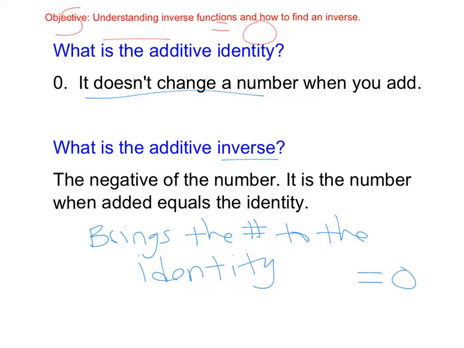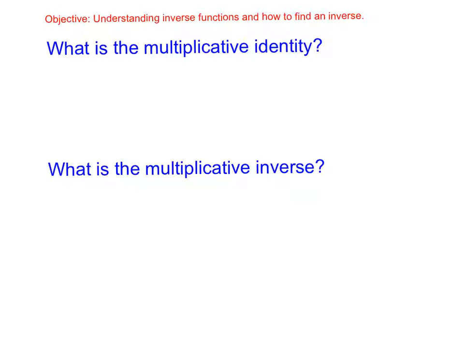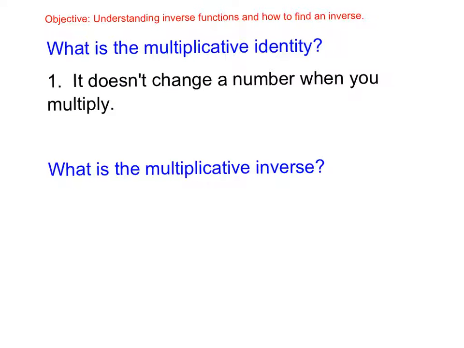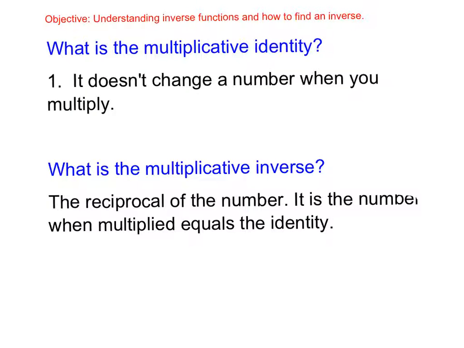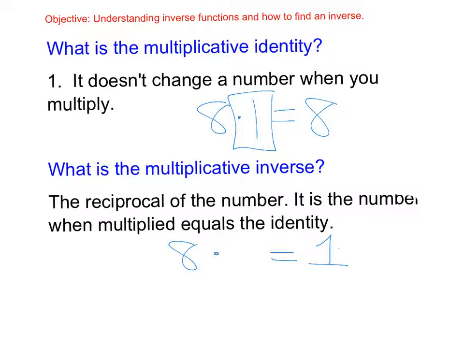Now thinking the same idea, but with multiplication. What, when you multiply, does not change the number? Well, that's your 1. So what would be the inverse? If you have the number 8, what will bring you to 1? That is the reciprocal. 8 times 1 equals 8, so 1 is my identity because it doesn't change it. What will get 8 to 1? Its reciprocal, 1 over 8.